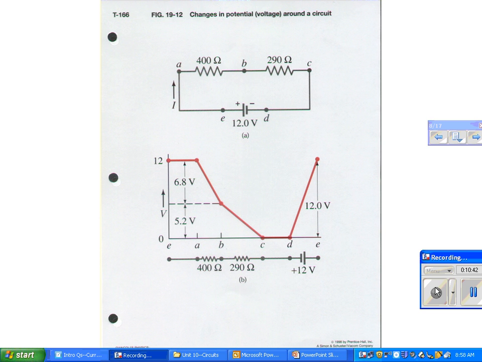Okay, here's another situation. 12-volt battery, 2 different resistors. We could do the math now if you wanted to. What would be the equivalent resistance? 690 ohms. Then I could find the current by doing V over R, right? 12 over 690. That would tell me the total current. And then I could find the potential used by each thing. I'd have 12 volts of potential at point E to point A. I would use 6.8 volts through the first resistor. So at point B, my potential would now be 5.2 volts. Then I would use the remaining 5.2, then there'd be nothing, and then the battery would provide me with 12 volts again, and it would go around and around.